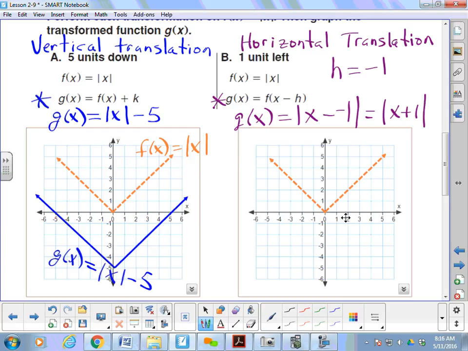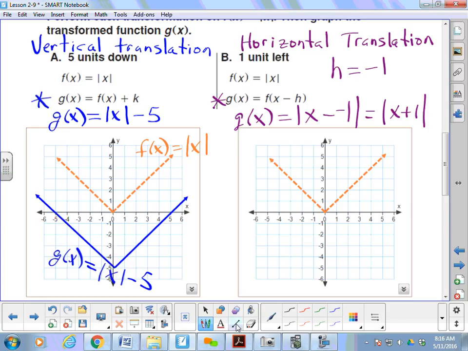Things that happen vertically and things that happen horizontally are opposites, okay? Vertically, if it says plus, we go up. If it says minus, we go down. Horizontally, if it says plus, we're actually going to go to the left. And if it says minus, we're actually going to go to the right, because the value of h is negative when I end up with a plus here. It's positive when I have a minus.